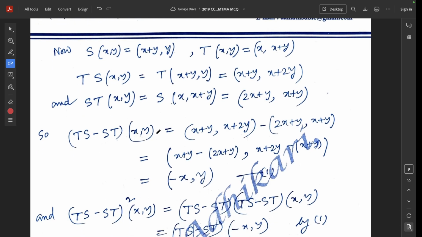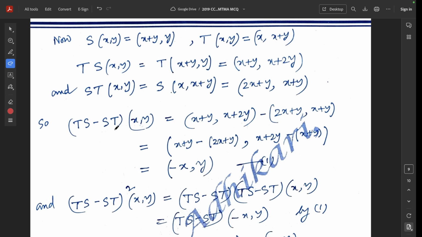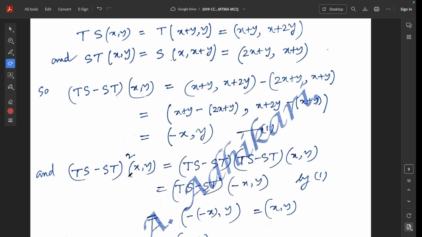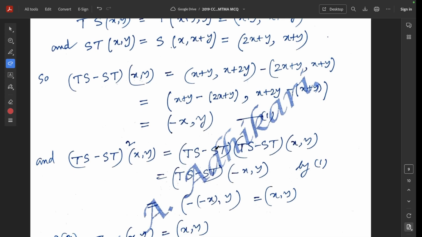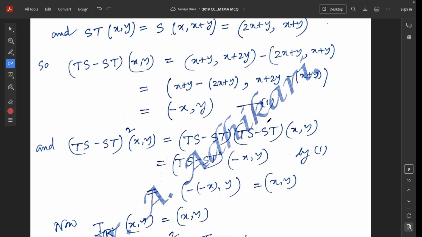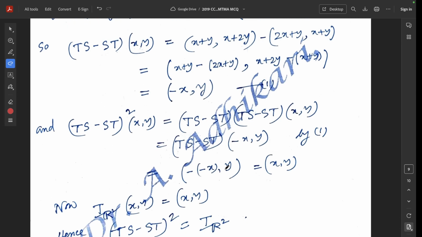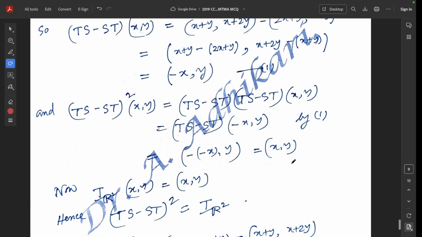Then (TS − ST)(x, y) equals TS minus ST, this minus this, so this is equal to (−x, y). And then (TS − ST) whole square of (x, y) equals (TS − ST) composed with (TS − ST) of (x, y). Now (TS − ST)(x, y) is (−x, y), and applying TS − ST again, the first coordinate takes the negative sign and the second coordinate is unchanged. So this is equal to (x, y).